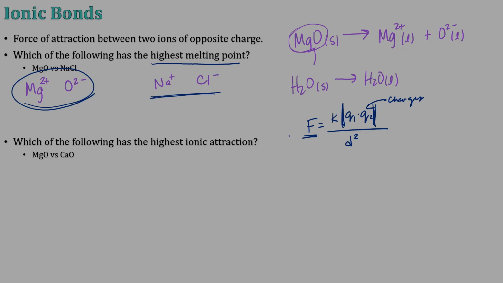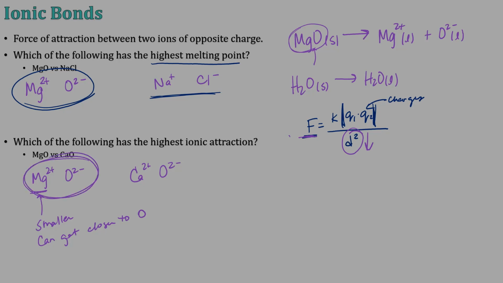And the next question asks which one has the highest ionic attraction. We're using magnesium oxide again versus calcium oxide. And magnesium here is much smaller than calcium. Calcium is much bigger. So since it's smaller, it can get closer. And if it can get closer to oxygen, then that means this distance value will go down. If the denominator goes down, then that makes the overall fraction get larger. So that means that this one, again, will have a higher ionic attraction than calcium oxide.